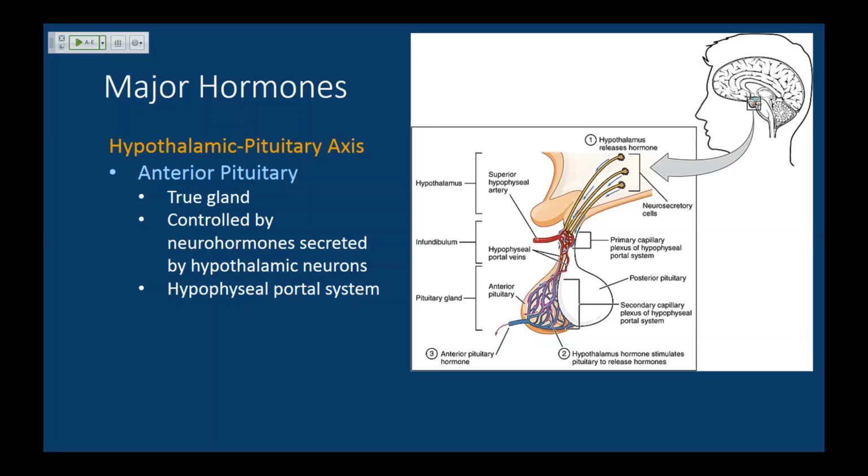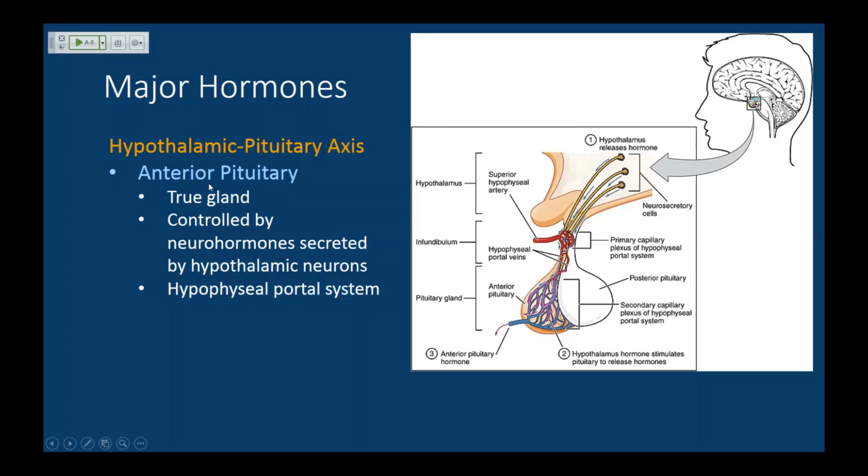To begin, we're going to start up top, and honestly, this is going to be the majority of this lecture, just talking about the hypothalamic pituitary axis. This axis is the master regulator of the endocrine system, basically. The hypothalamus is a structure in the brain, down to the pituitary, and the pituitary actually has two divisions, so we'll talk about those. Here's the pituitary.